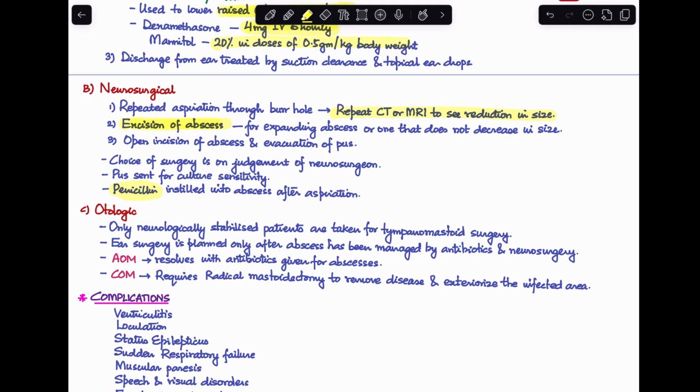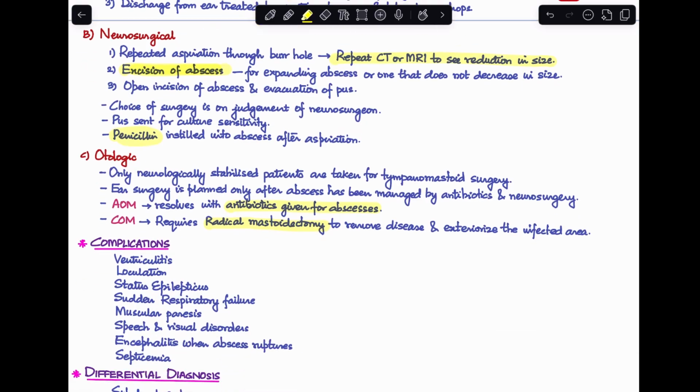Next, coming to the otologic part of it. Otologic surgery is only performed once the patient has been neurologically stabilized. If it is a case of acute otitis media getting complicated, it usually resolves with antibiotics given for the abscess. But if it is a case of chronic otitis media, it will require a radical mastoidectomy to remove all the disease and exteriorize the diseased area. So these are all the treatment options that you need to think about in a case of otogenic brain abscess.